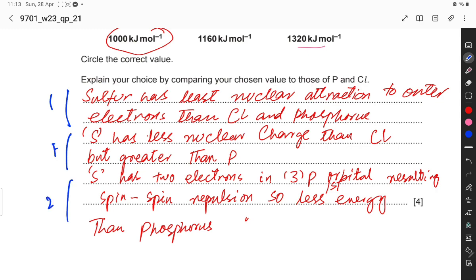So, sulfur has least nuclear attraction to outer electrons than chlorine and phosphorus. Sulfur has less nuclear charge than chlorine but greater than phosphorus. But sulfur has 2 electrons in 3p orbitals, resulting in spin-spin repulsion. So, less energy is required to remove the electron from the outer shell than phosphorus.